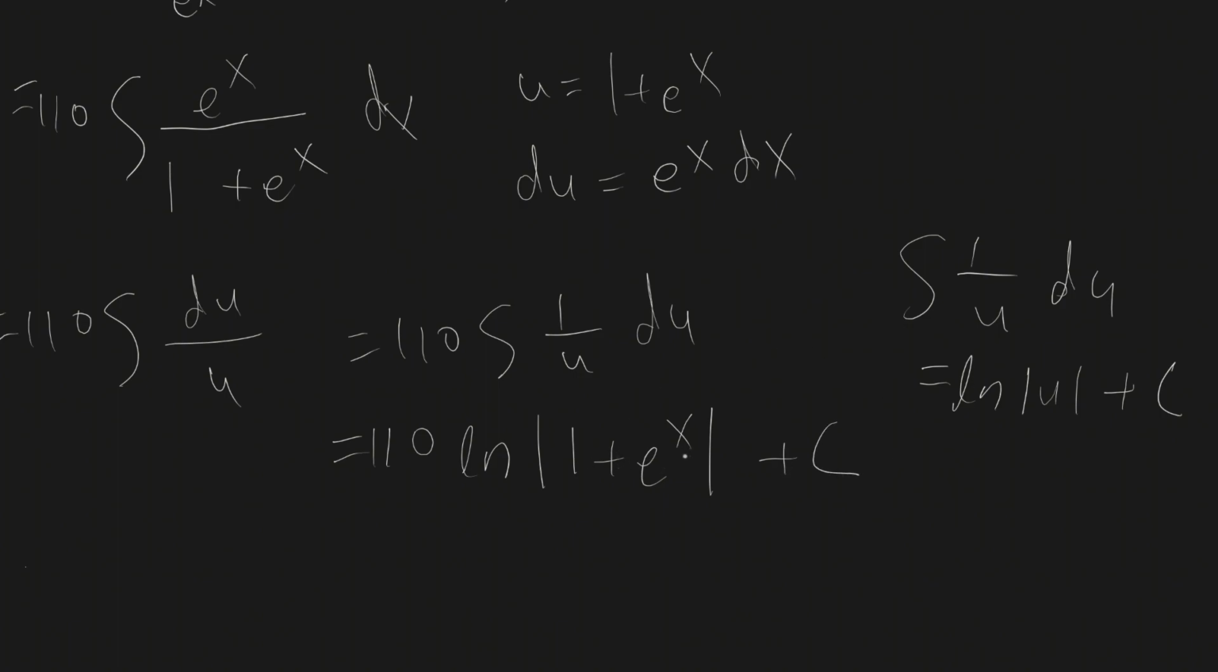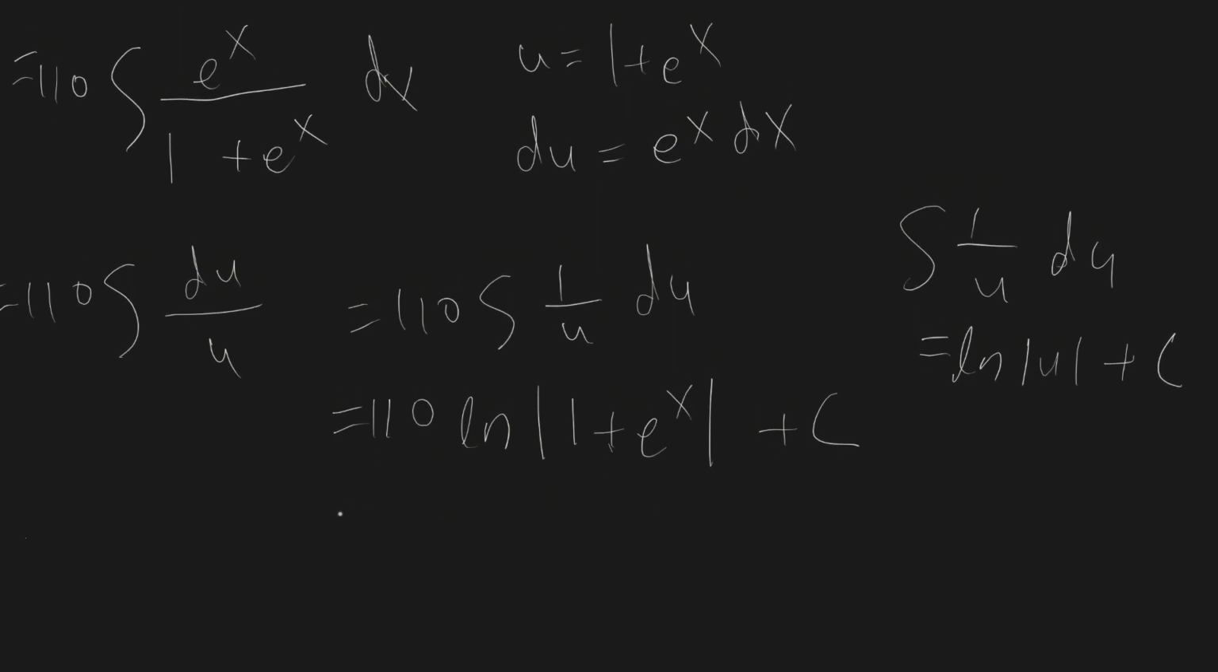But 1 plus e to the x is always going to be positive, since e is just a constant, and regardless of what exponent you put it up to, it will never be negative. It will just become a really small positive number, which added to 1 will never be negative. Which is why we can remove the absolute value brackets and make this just parentheses.